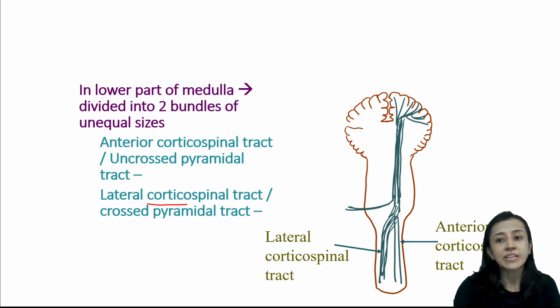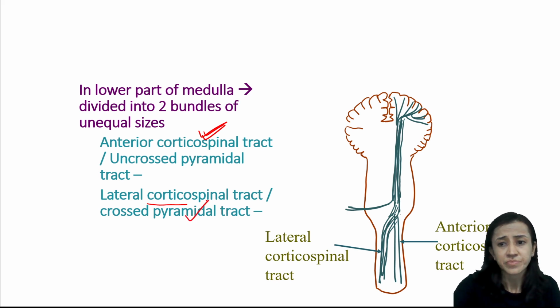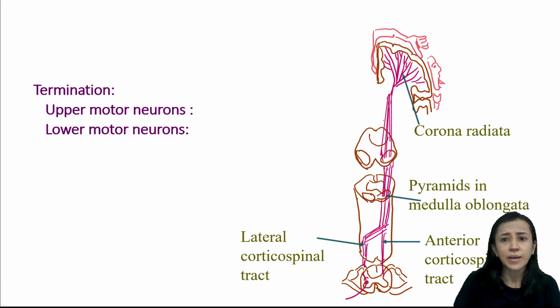The remaining 15 to 20% of fibers are uncrossed, and they form the anterior corticospinal tracts, which are also known as the uncrossed pyramidal tract. Phylogenetically, the anterior corticospinal tract fibers are the older ones, and the lateral ones are newer. Now, termination: both the lateral and anterior corticospinal tract fibers end on the motor neurons of the anterior gray horn.